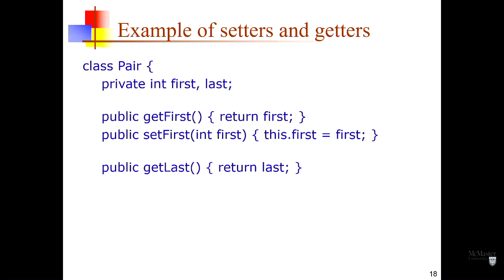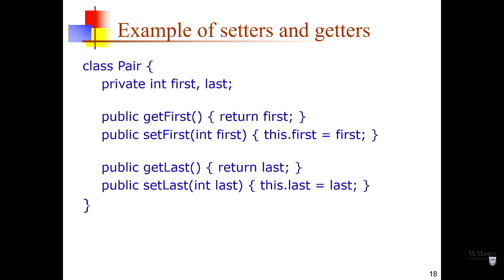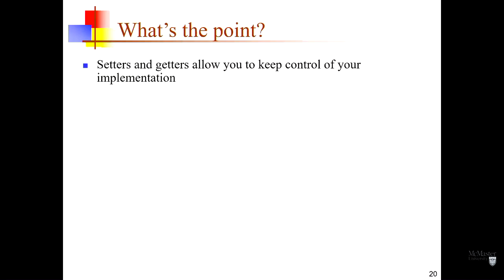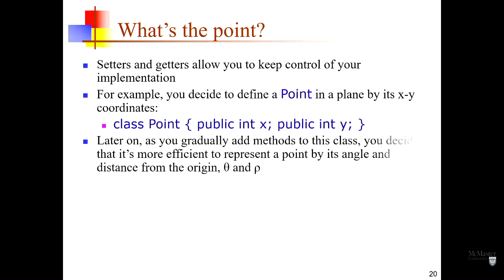This is just an example of using setters and getters. You have your private member variables, and then you have get first, and get last, and then set first and set last. About the naming, this is just review. Then, what is the point?